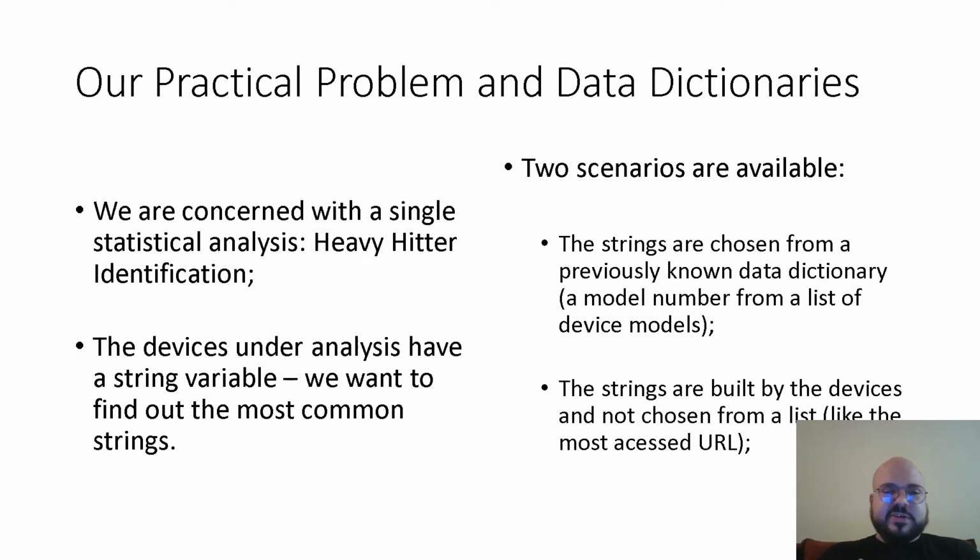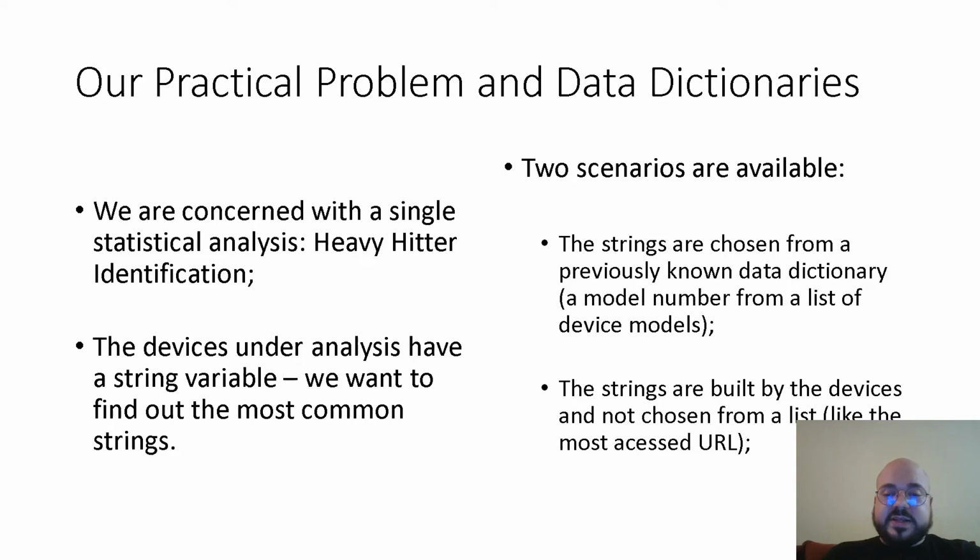In this paper, we're concerned with a single statistical analysis, heavy hitter identification. The devices have some variables, some string variables that we want to study. We want to identify which values are most common on these variables. A value that appears on a lot of devices is a heavy hitter. We want to identify the heavy hitters with some certainty.